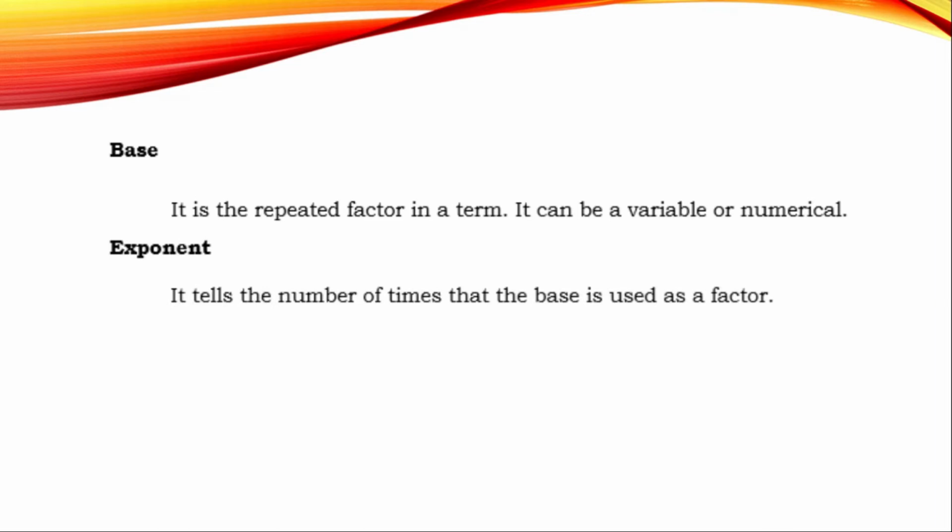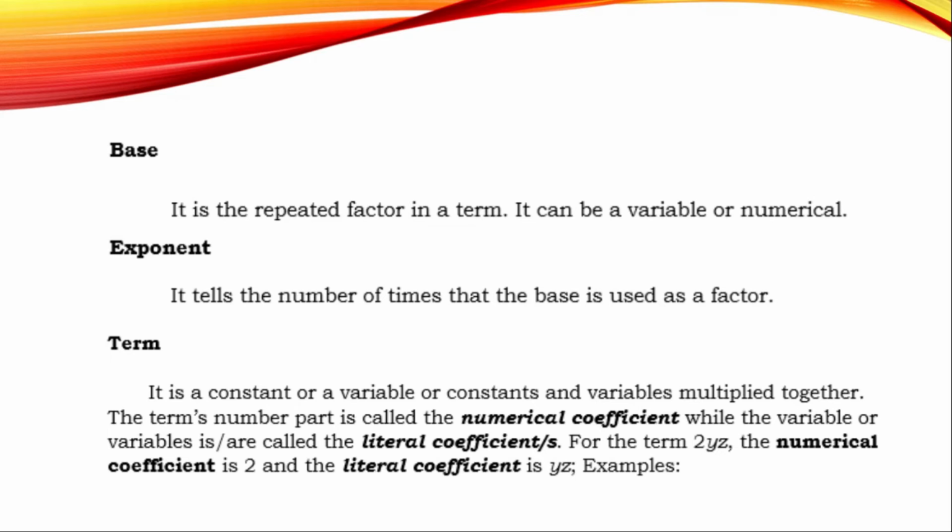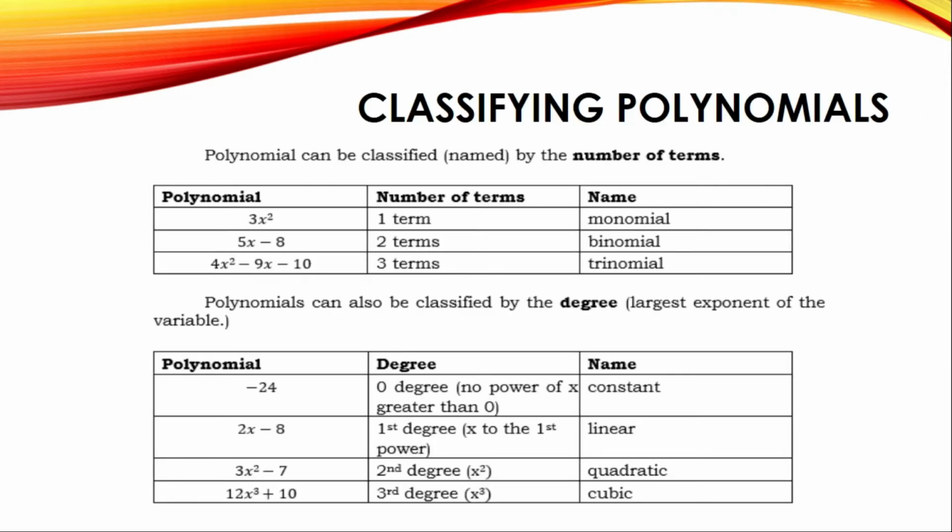Exponent. It tells the number of times that the base is used as a factor. And then lastly, term. It is a constant or a variable, or constants and variable multiplied together. The term's number part is called the numerical coefficient, while the variable or variables are called the literal coefficient or coefficients. When classifying polynomials, we have to consider 2 factors. The first factor is on the number of terms.